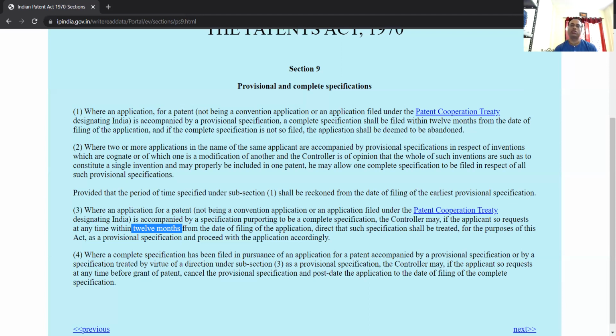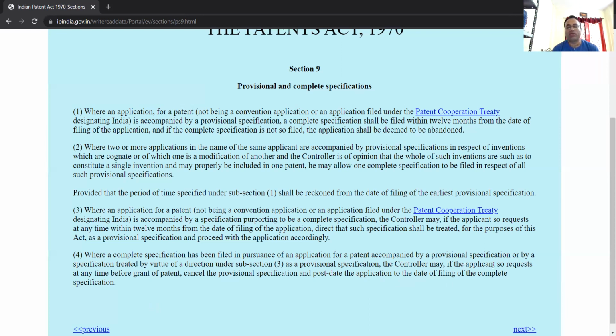But the Patent Act gives a chance that even if you file a complete specification, you may convert that complete specification to a provisional specification within 12 months of filing the complete specification. Section 9(4): where a complete specification has been filed in pursuance of an application for patent accompanied by a provisional specification. Now here the situation is, you filed a provisional specification, and then as the next step you also file a complete specification, or by a specification treated by virtue of a direction under subsection 3 as provisional.